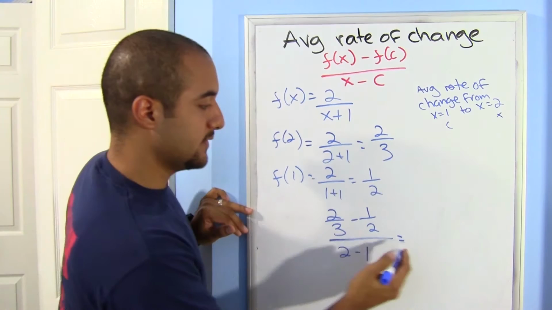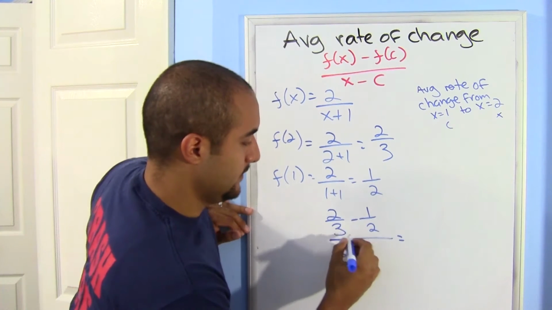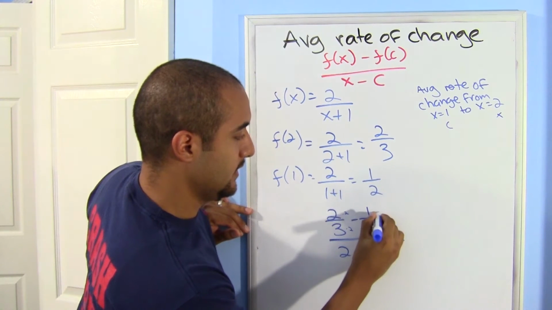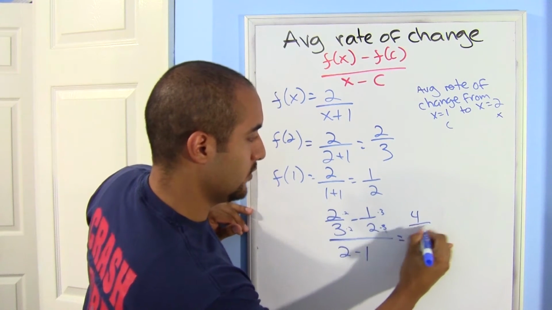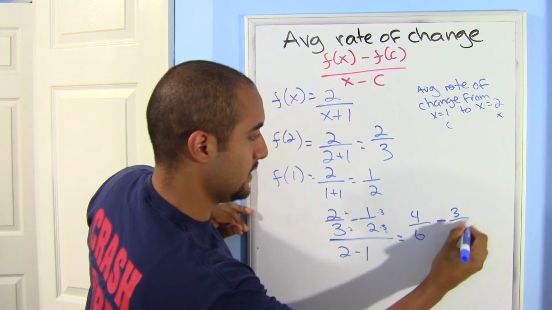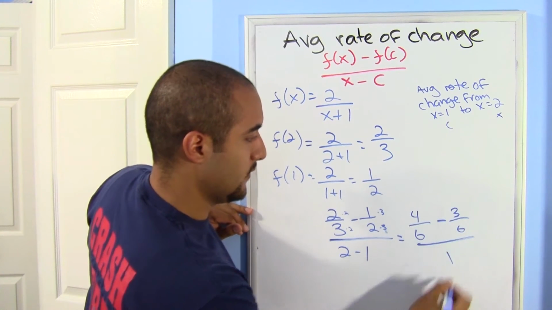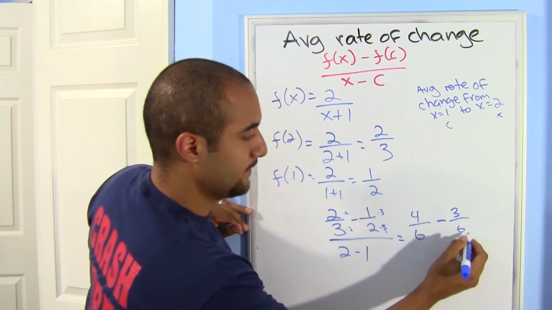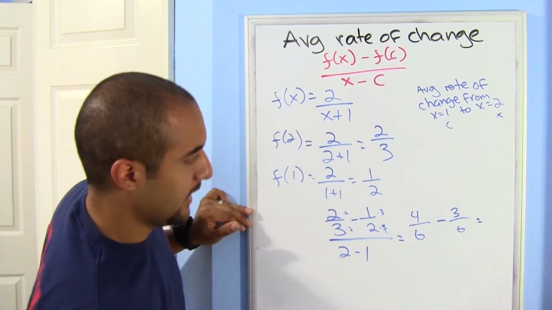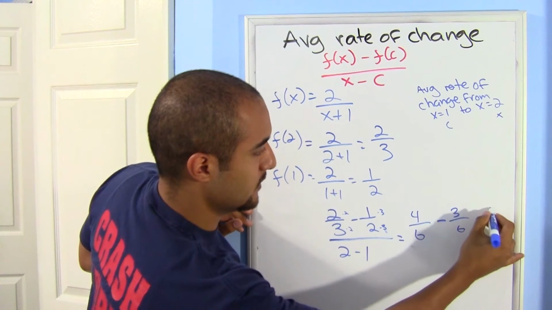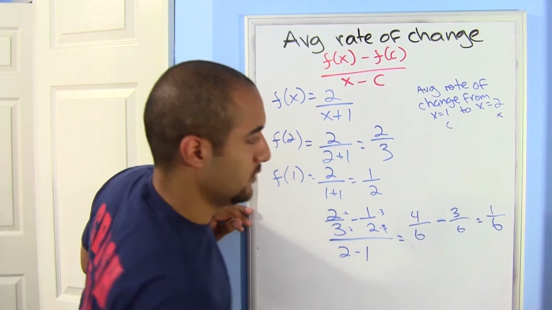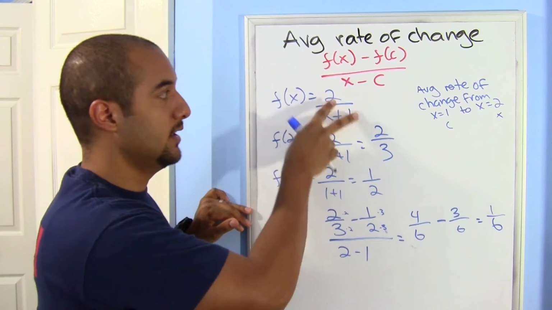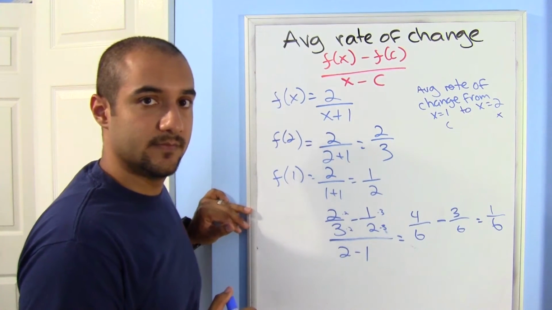Alright, don't forget you need to have the same denominators, so here multiplied by 2 and here multiplied by 3. I get 4 over 6 minus 3 over 6, over 1. Since over 1 is going to stay the same, I don't really need it. And here my final answer is 1 over 6. And there you go. This is my average rate of change for this function.